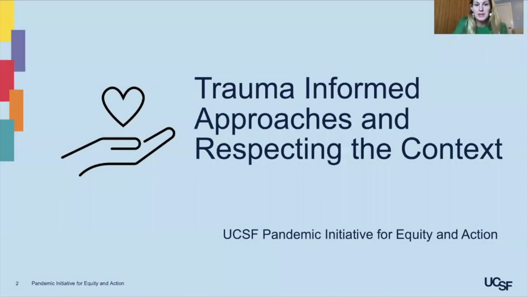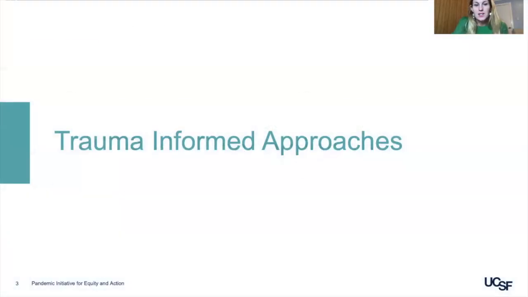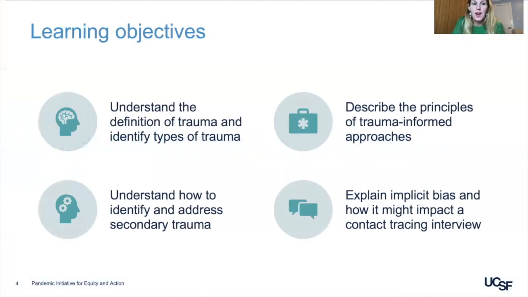I'm going to talk to you a little bit today about trauma-informed approaches and respecting the context. Actually, I'll pass it off to my colleague for respecting the context. But we're going to just start with an overview of understanding the definition of trauma and identifying types of trauma, describing the principles of trauma-informed approaches. Hopefully by the end of this, you'll be able to understand how to identify and address secondary trauma and explain implicit bias and how it might impact a contact tracing interview.